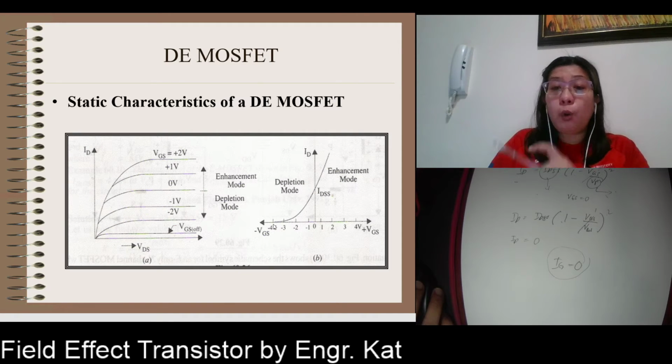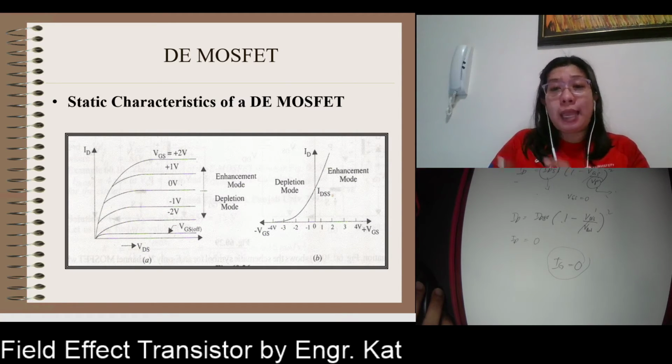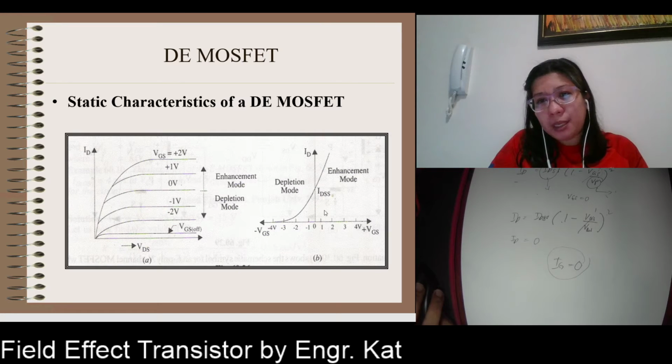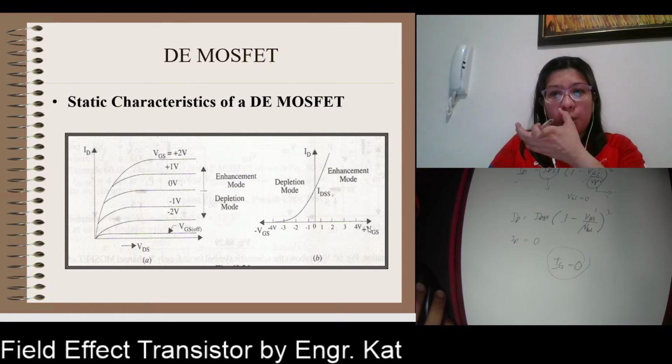ID is equal to 0 when your VGS is equal to your VGS off. So this is your depletion mode. Then the difference is upon applying an enhancement mode or a positive forward bias. So what happens is that you have a current which is greater than your IDSS. So the DMOSFET is the same with the JFET at the depletion mode. So the difference is the possibility of getting a higher current than your IDSS upon application of your VGS.